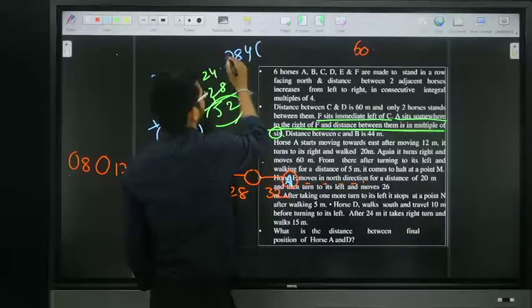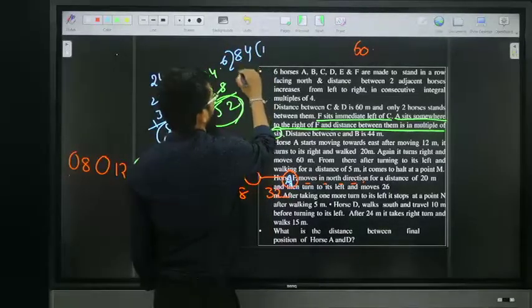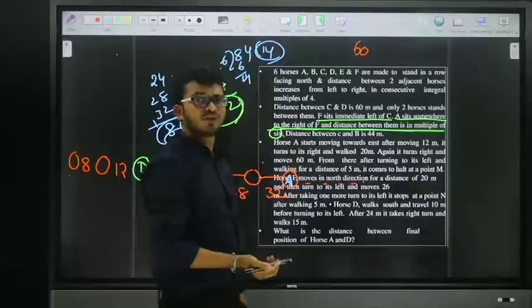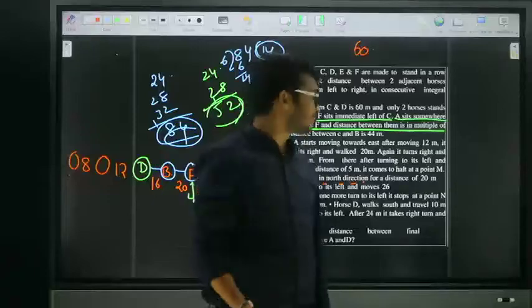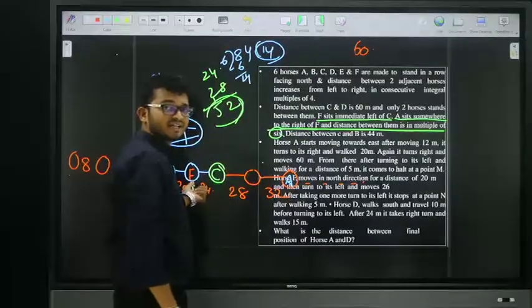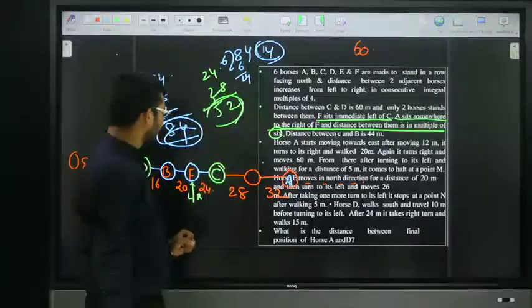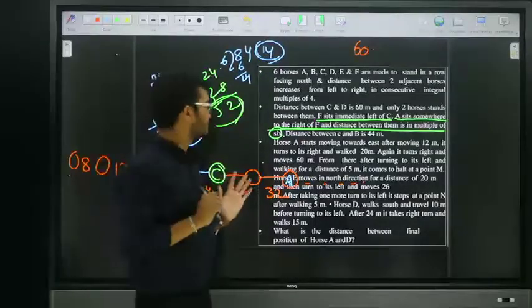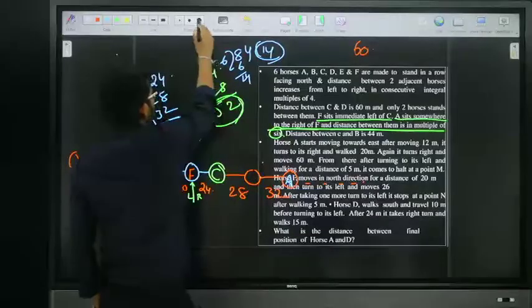84 divided by 6 means 6 ones are 6, 6 fours are 24, that means 14 times 6 is 84. That means see here, A is somewhere right of F, and the distance between A and F is a multiple of 6. Yes.